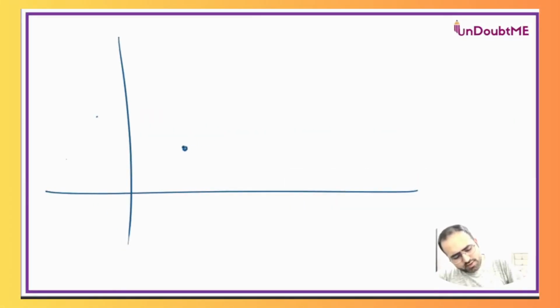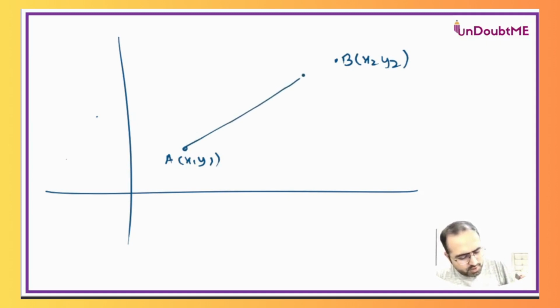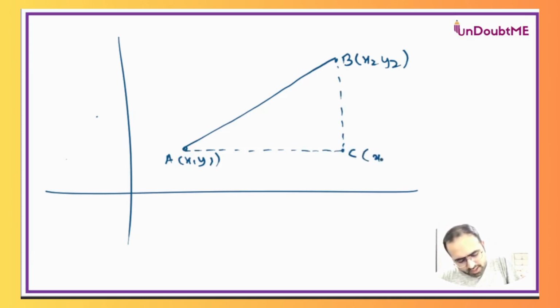Now what do we do in distance formula? Let's say I have a point x1 comma y1 over here, and the other one is x2 y2, and I'll join a line from A to B. Okay, and if I just project these lines on the graph, as you can see, these are all perpendicular and parallel lines. So I can say that this point will be x2 comma y1.